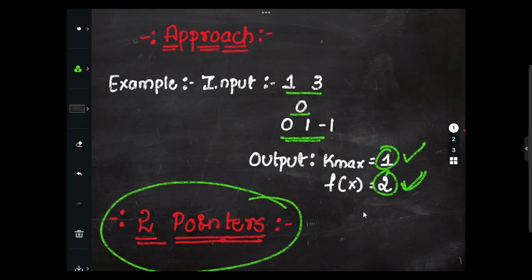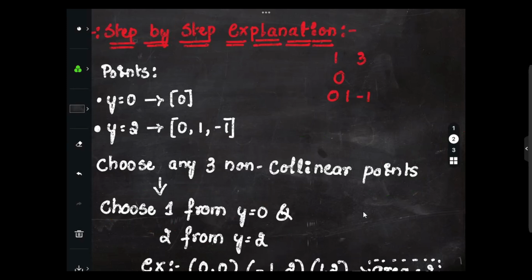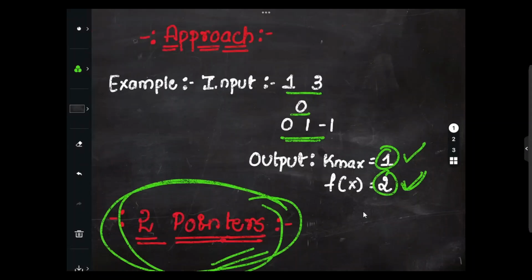Just keep this in mind: we'll be going with the two pointers approach for this particular problem. Let's move on with the step-by-step explanation. This is the input, so don't get confused here, I have written at the side. We have points at y equals 0 and y equals 2. For y equals 0, we have been given 0 here. For y equals 2, we have 0, 1, and minus 1.